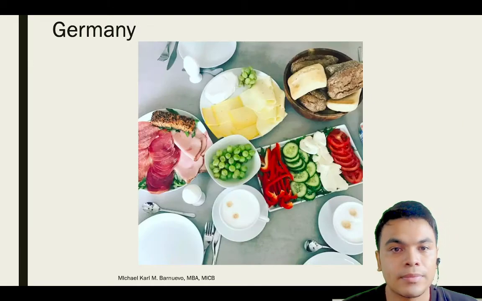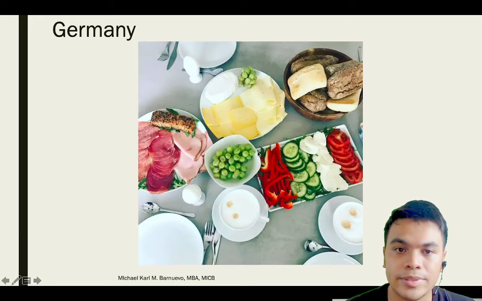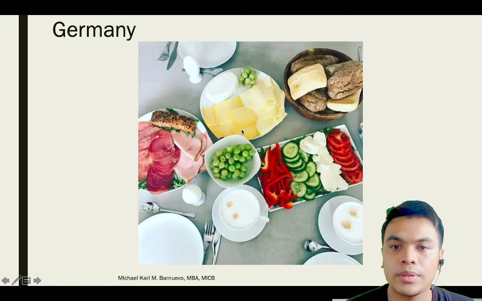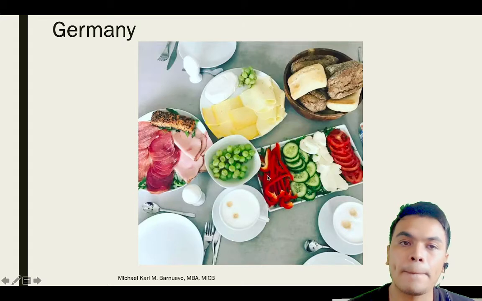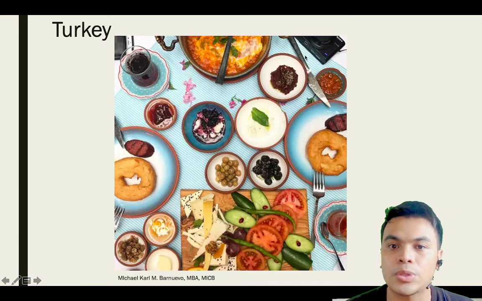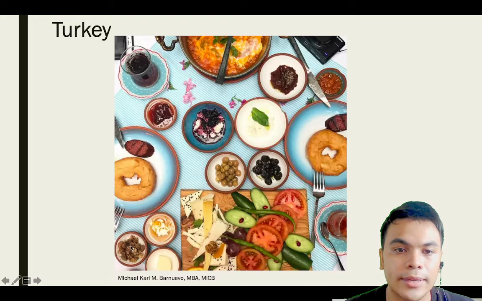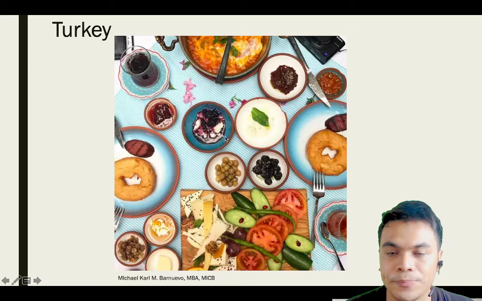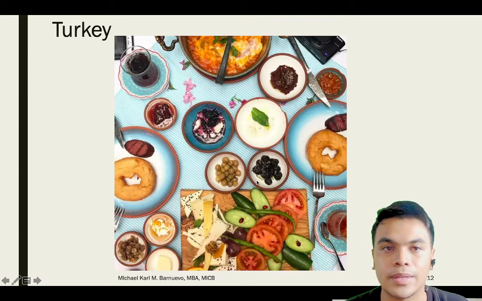In Germany, this is the type of food they like: slices of meat, cheese, bread, vegetables, a cup of coffee, and fruits. In Turkey, they prefer food with a lot of sauce, different dishes, like our side dishes. Okay.